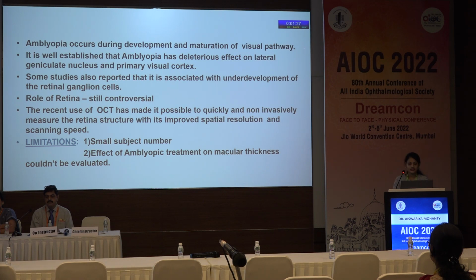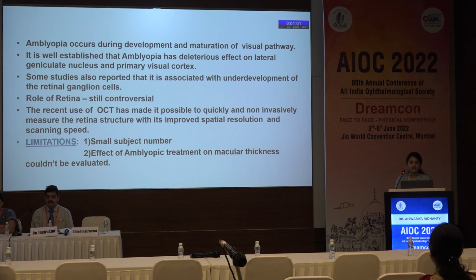Emphasizing the pathogenesis, it is established that the pathology of amblyopia lies at the lateral geniculate nucleus and primary visual cortex, but some recent studies have revealed it is associated with underdevelopment of retinal ganglion cells. Henceforth, the role of the retina is still controversial. But with the recent use of OCT, it has become possible to quickly and non-invasively measure the retinal structure with its improved spatial resolution and scanning speed.